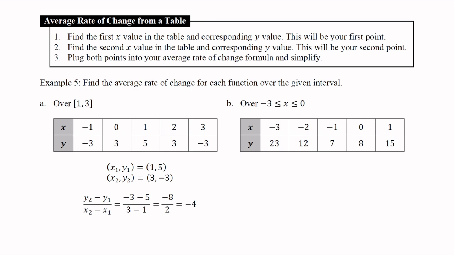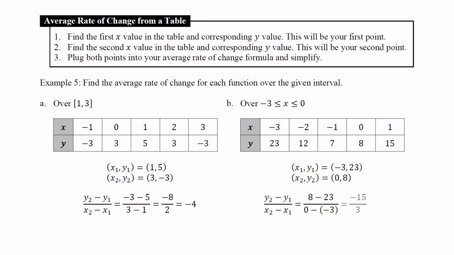For the next example, our x is -3, our y is 23. When x is 0, y is 8. Plug in your x1, y1, and your x2, y2 into the average rate of change formula, and simplify to get -5.